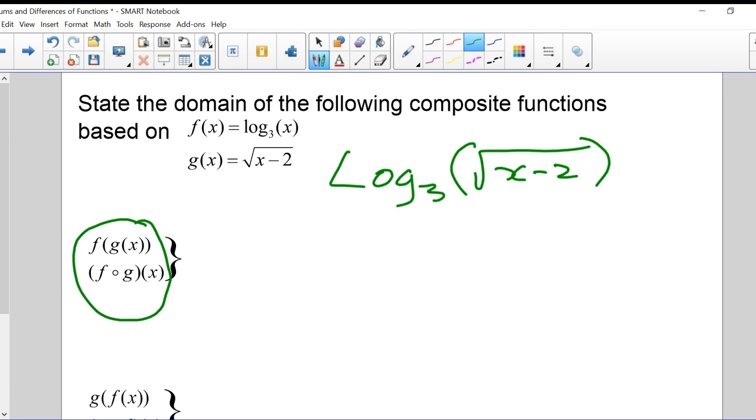Okay, perfect. Now, what would be the domain of the composite function is what we're trying to figure out here. Let's just think this through. What do we know about taking square roots? What is the restriction if we're taking a square root? Square root has its own restriction. Logs have their own restrictions. Let's start with the square root.